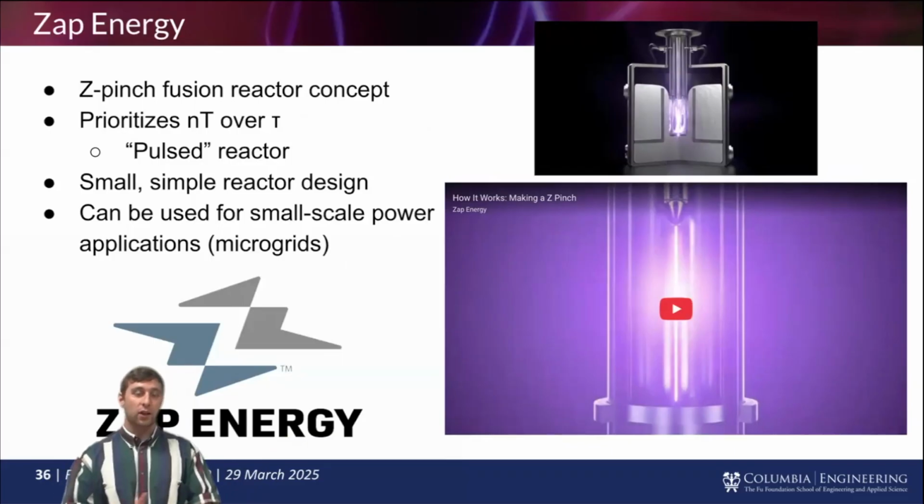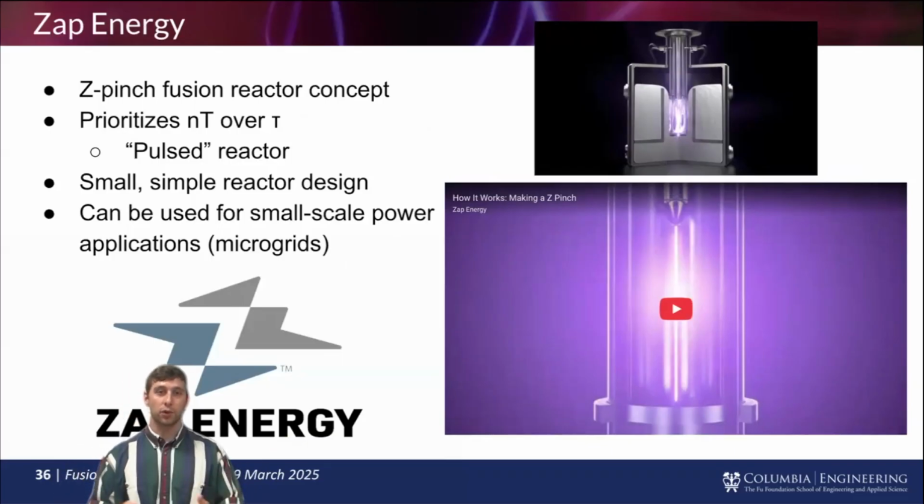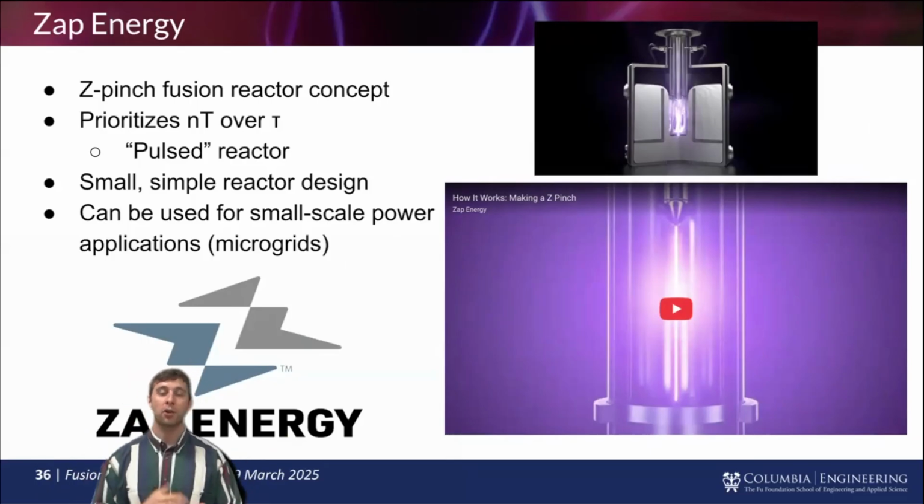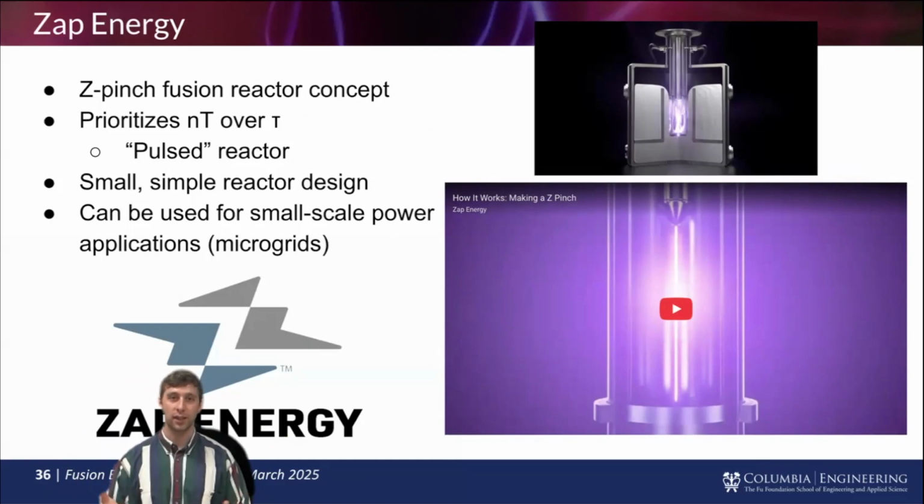So there are companies that are using pinches in order to produce potential fusion reactors. One of those is Zap Energy, which is using a Z-pinch fusion reactor concept. This concept, like most pinches, prioritizes pressure, or the product of nT, over tau in trying to achieve a high triple product. And in this sense, we consider this a pulsed reactor. So you run the reactor for a little bit of time, it then deconfines, you get your energy from it, and then you can run the reactor for another pulse, again accumulating more energy over all the different pulses.